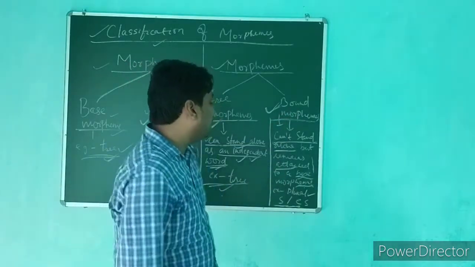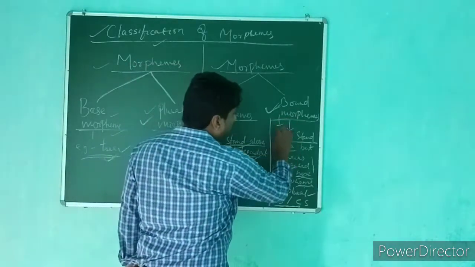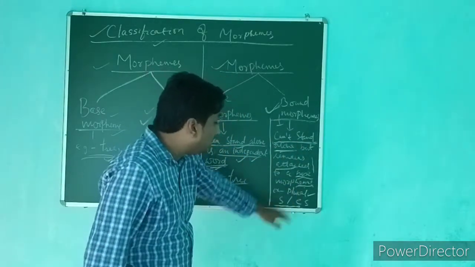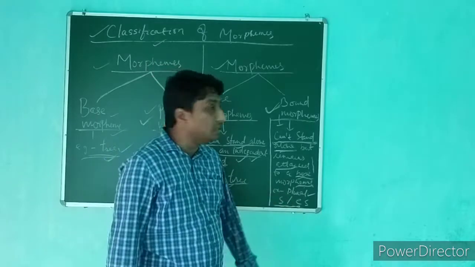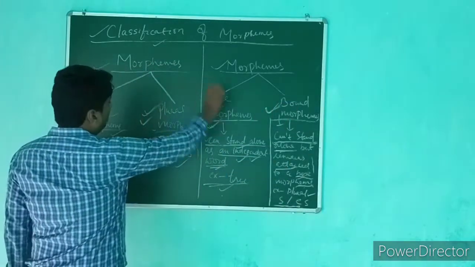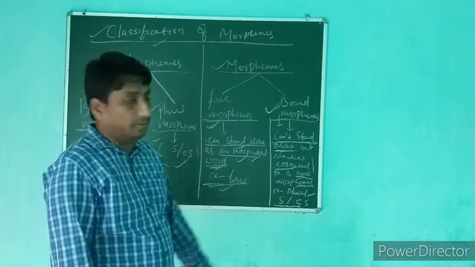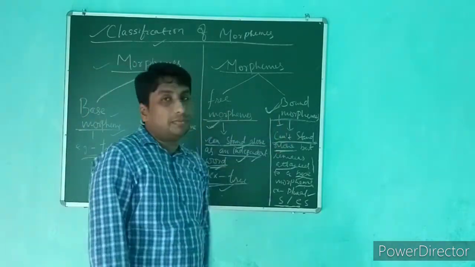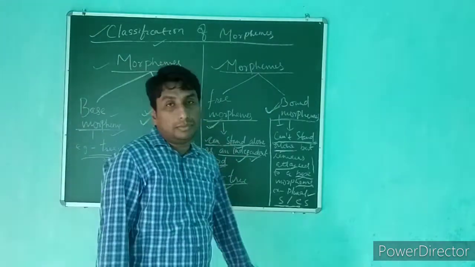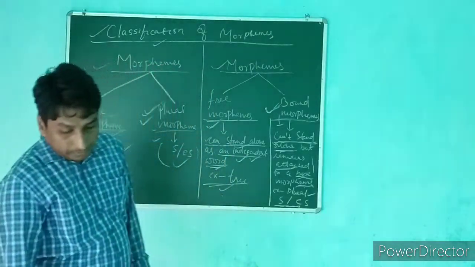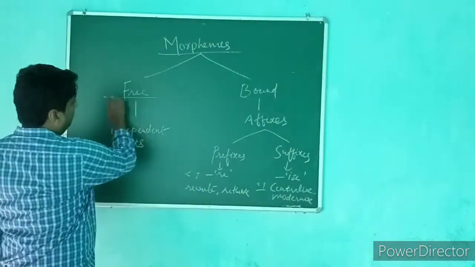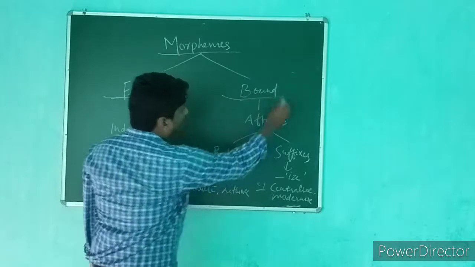Now coming to bond morphemes. Bond morphemes are those morphemes which cannot stand alone but remain attached to a base morpheme, such as the plural ending s or es. So bond morphemes are one and the same thing as plural morphemes, right? Plural morpheme and bond morphemes are one and the same thing. Similarly, base morpheme and free morphemes are one and the same thing. So as I told you earlier, morphemes are of two different types: free morphemes and bond morphemes.